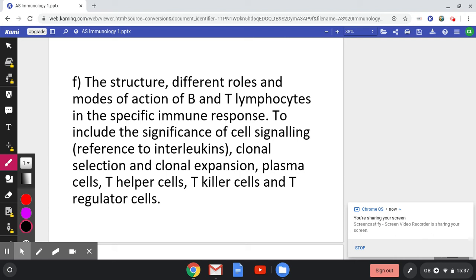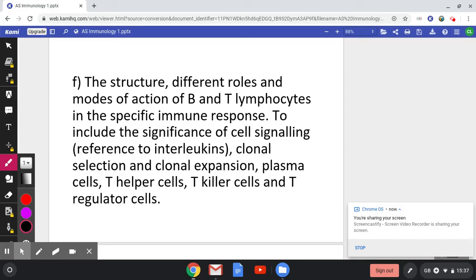Hello, biologists, and we are looking at communicable diseases, OCR A level specification for A level biology. This is 4.1.1. We're going to be looking at lesson objective F, the structure of the different roles and actions of T and B lymphocytes. And this is the specific immune response.